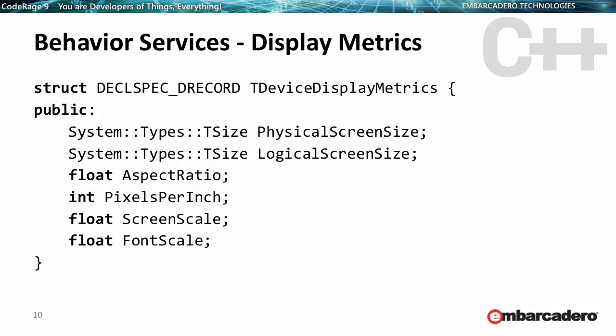They also have the scale, font scale, aspect ratio, and pixels per inch there. So aspect ratio is going to tell you landscape versus portrait, for example.